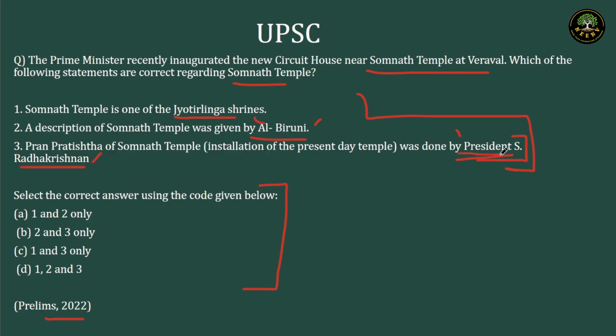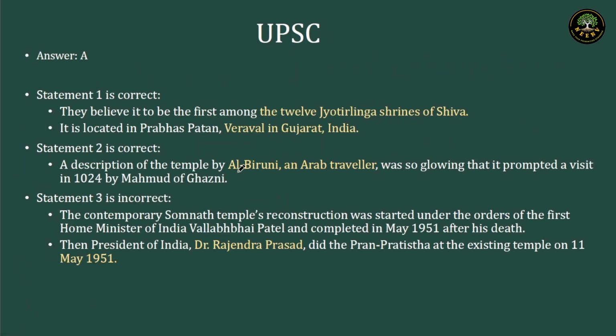If you know that story, you can eliminate this statement, and if you eliminate statement 3, then you can eliminate 3 options. So the answer becomes 1 and 2. As I already noted, it is mentioned by Al-Biruni, the Arab traveler, and it is one of the 12 Jyotirlingas of Shiva. It is located in Veraval in Gujarat, India. So that's the story. It is important to understand current affairs in its context, especially when it has something historically relevant to it, so that you can expect and crack questions like this in the prelims.